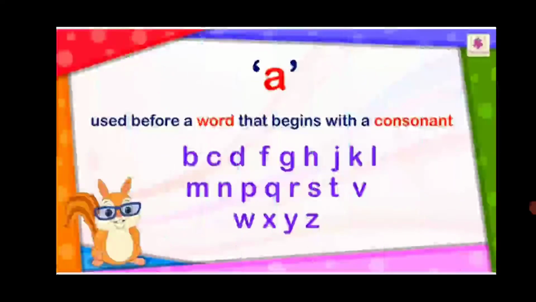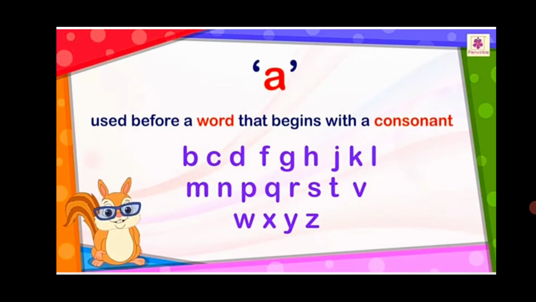A is used before a word that begins with a consonant sound. So which are the consonants, children? B, C, D, F, G, H, J, K, L, M, N, P, Q, R, S, T, V, W, X, Y and Z. These are consonants. So before the words that start with consonants, we use a. मतलब क्या बेटा?